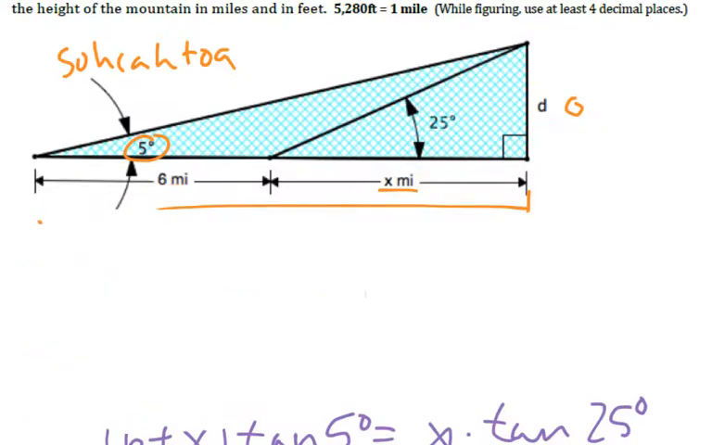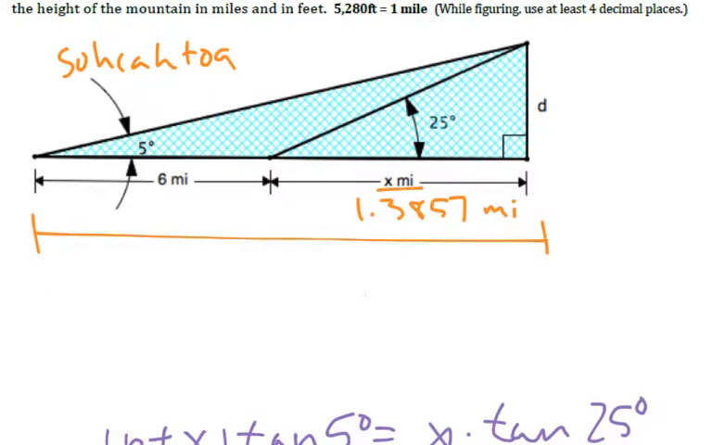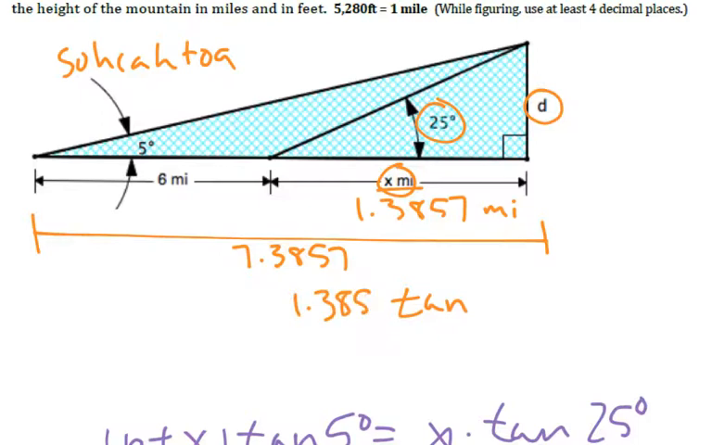Clear some space for us. Okay, so I now know that this X is 1.3857 miles, right? So this whole thing would be 7.3857, right? When we add them together. But I only need to find a distance, I only need this one. So I know this X times the tangent, so 1.3857 times the tangent of 25 degrees is going to be equal to D.